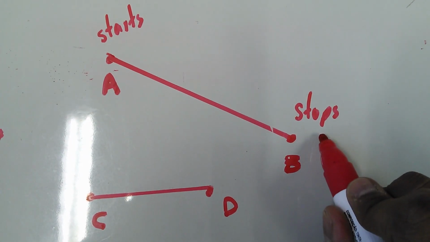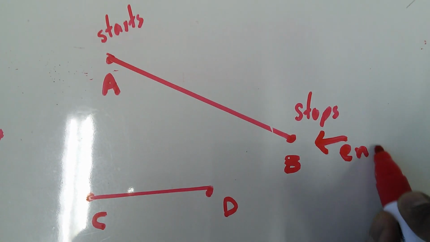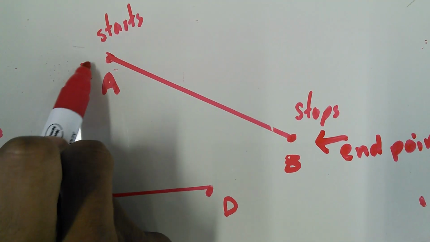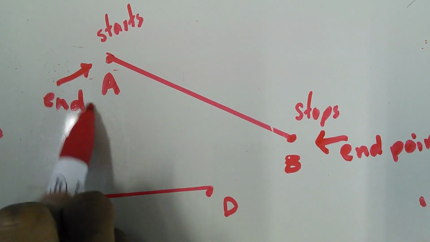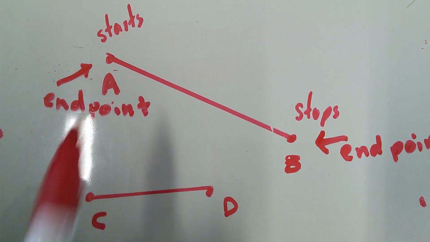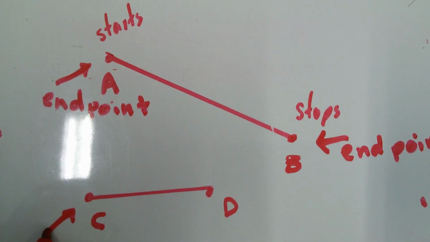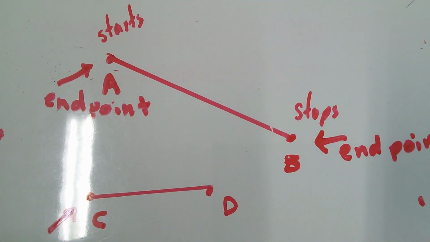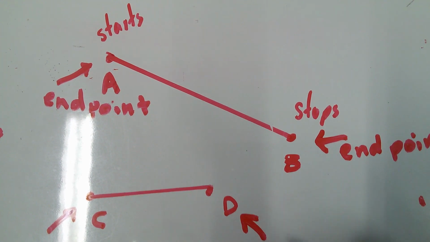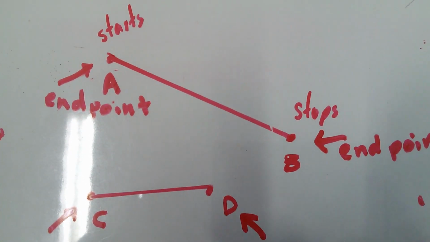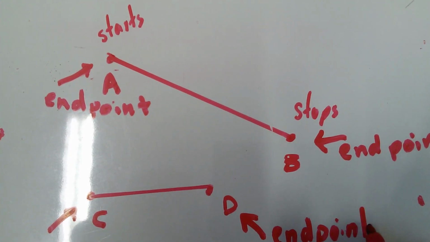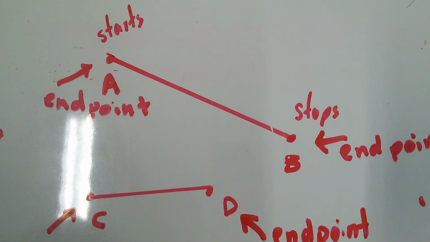Because it stops here, we call this in geometry an endpoint. And because it starts here, we call this in geometry an endpoint. So what will we call this? Point C. What else can we call it? And what else can we call this point D? Well, if you said endpoint, you're correct. This is also called an endpoint because it's where our line segment ends.